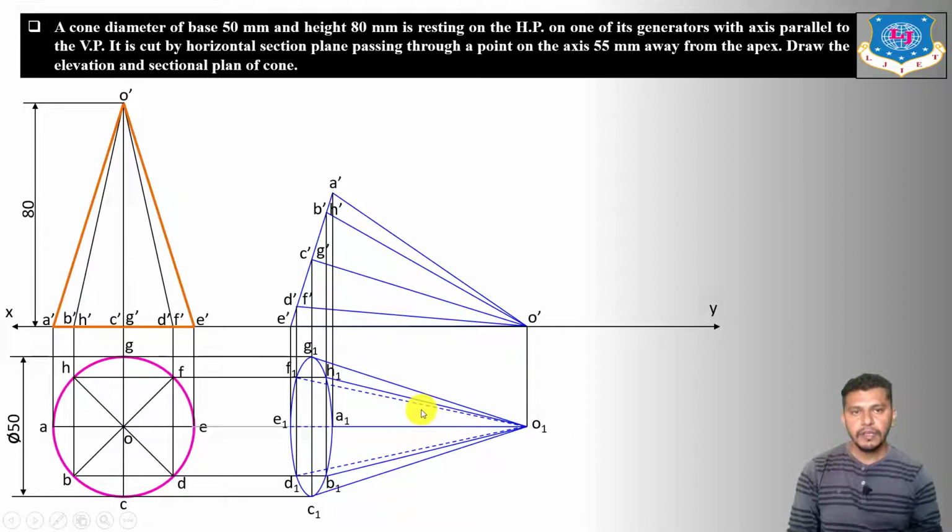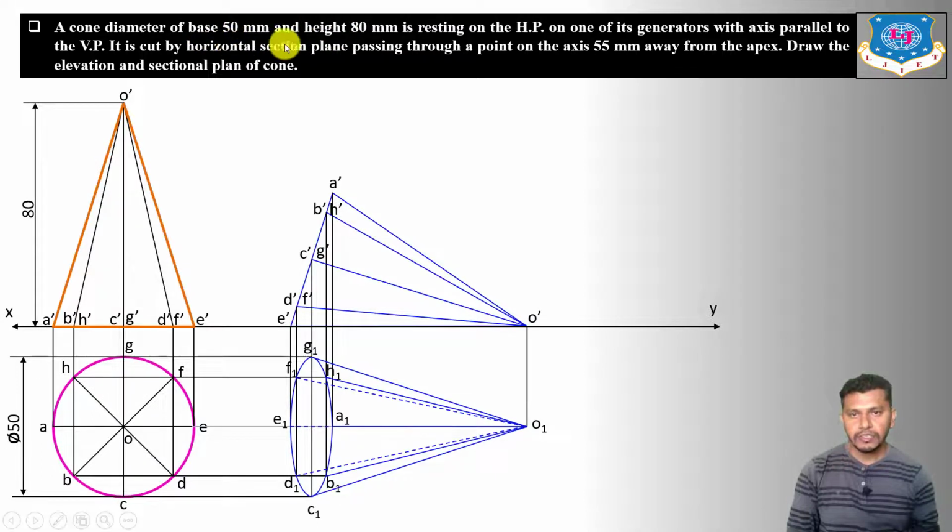Now we will derive the cutting plane. Now to derive the cutting plane, we have to read this statement. It is cut by a horizontal section plane. Now what is the meaning of a horizontal section plane? A plane which is parallel to the horizontal plane and perpendicular to the vertical plane is known as the horizontal section plane. So now the cone is cut by a horizontal section plane, and if the cutting plane is a horizontal section plane, then we have to show the cutting plane in the elevation.